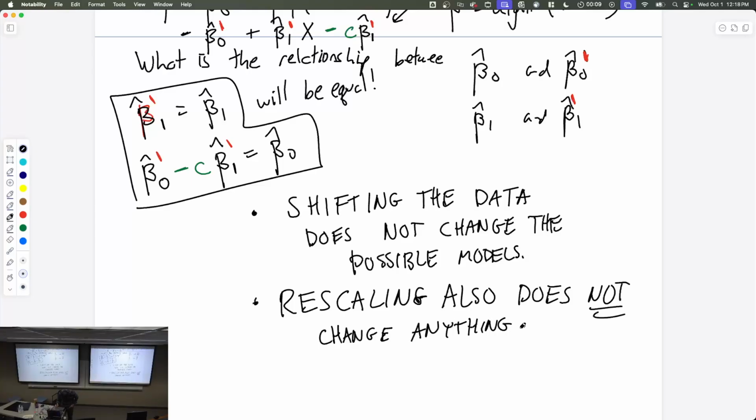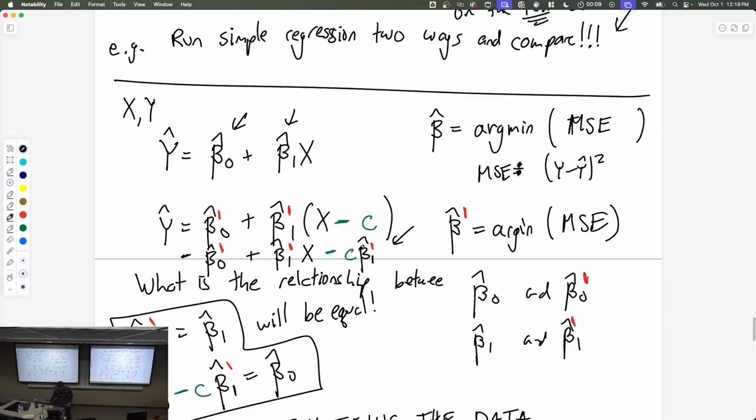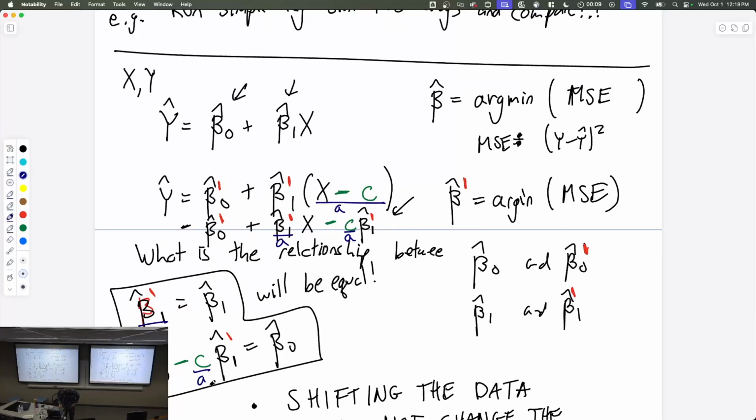And the reason, you can just see it mathematically. Imagine you divide by some other number here. Let's divide by a. Then this will get divided by a, this will get divided by a, and I'll just divide by a over here too. So you have introduced another shifting and scaling of the coefficients, but the two things will be identical.